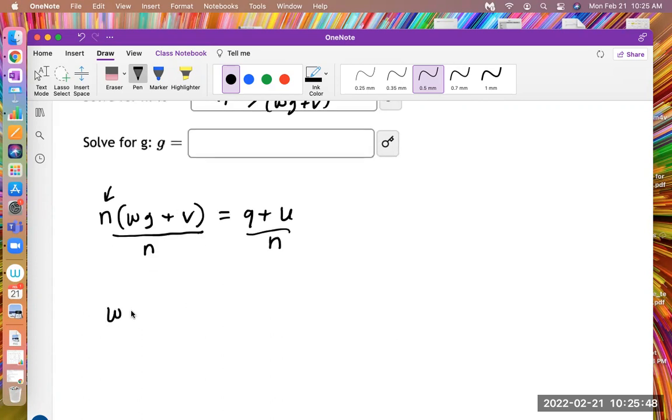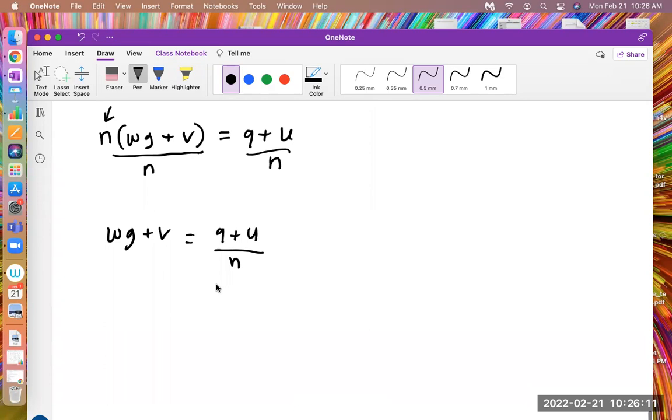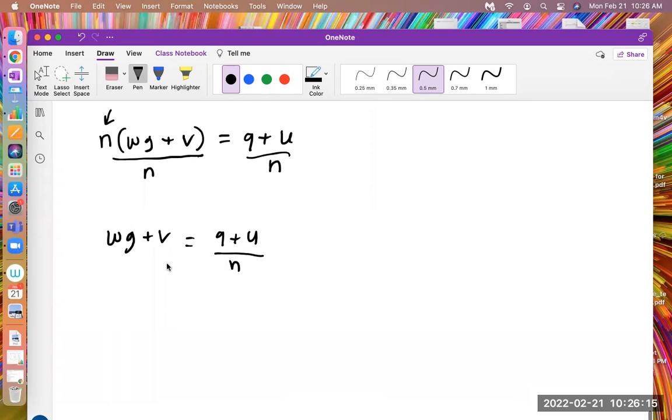And I get WG plus V, because these N's are going to cancel because N is a factor of the numerator and a factor in the denominator, and the only thing in the denominator, so we're able to cancel the N's on this side. And then on the other side, we have Q plus U over N. Okay, then now I'm still focused on getting that G isolated by itself.